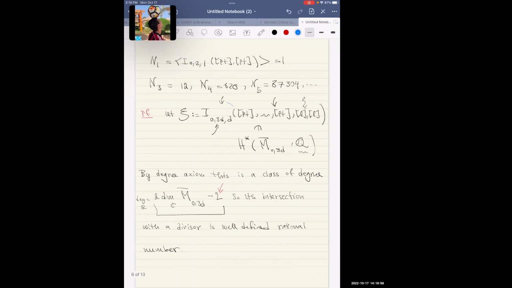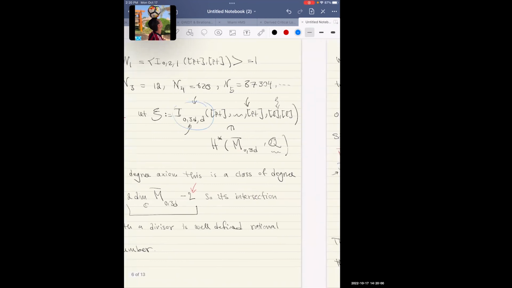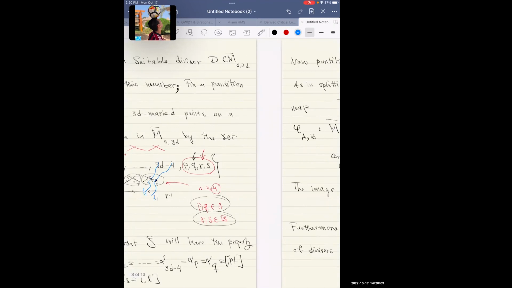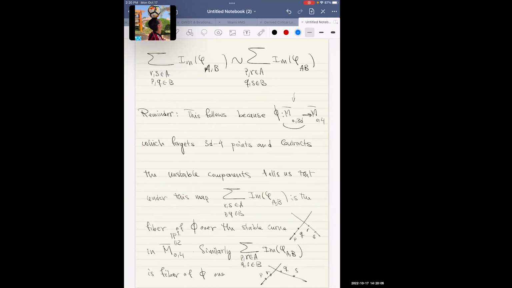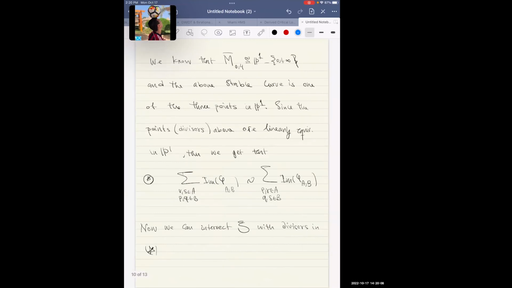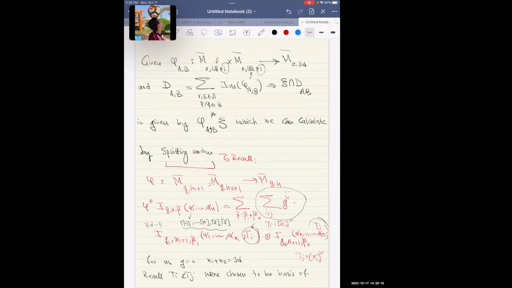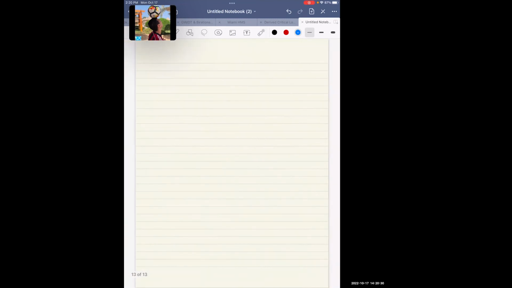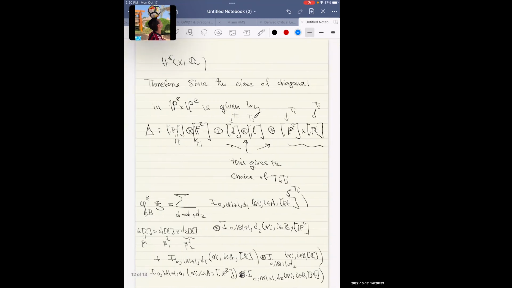So I am pulling back this divisor via the splitting axiom right here. I'm putting the divisor in here. So putting it back to here gives me the pullback of the divisor class. And then I'm integrating it, intersecting it with the divisors that I have on these two things. Okay, so that's what we are getting.